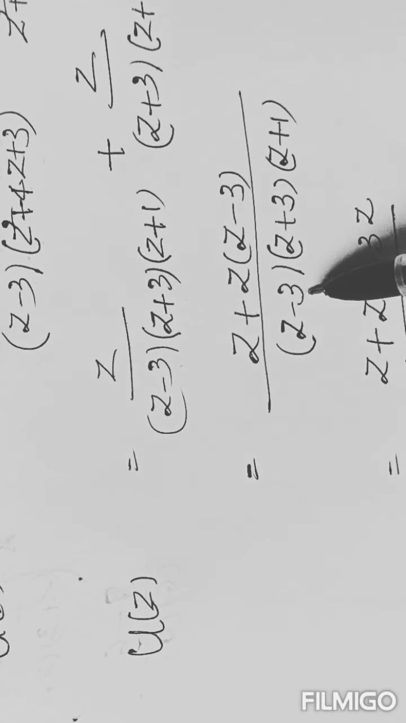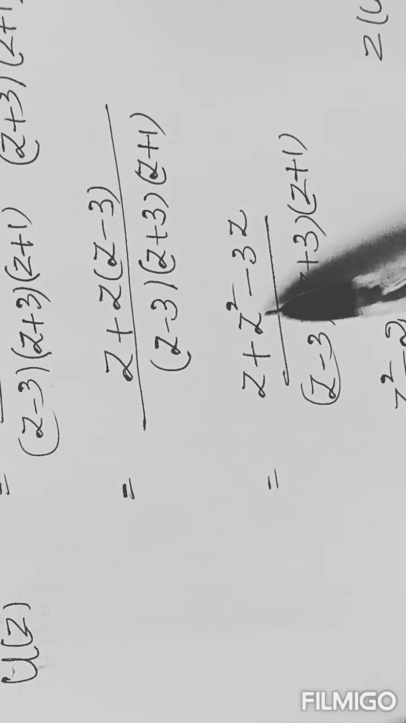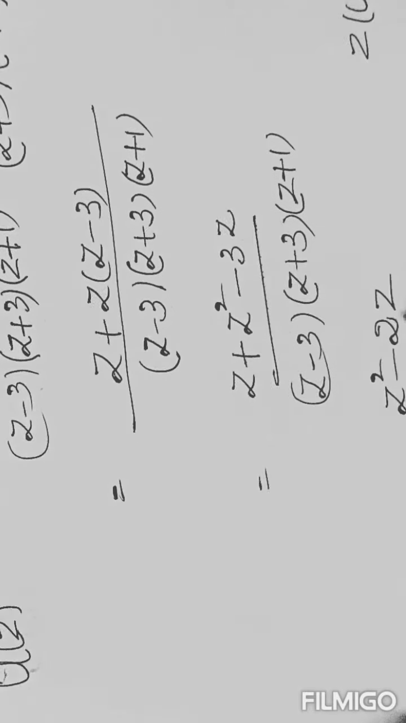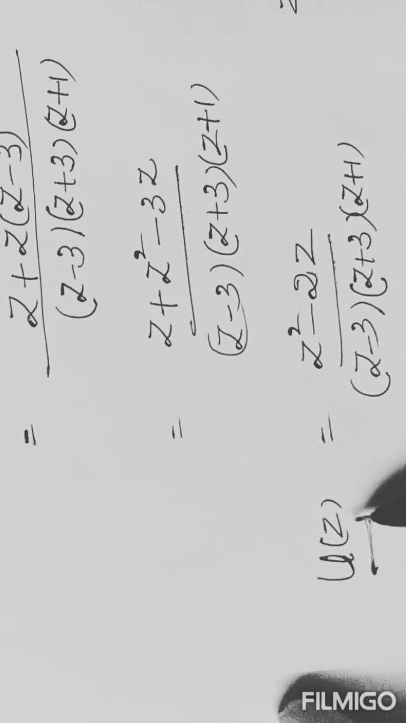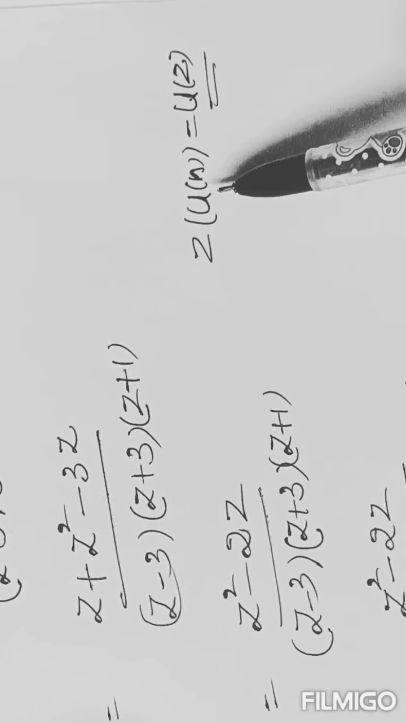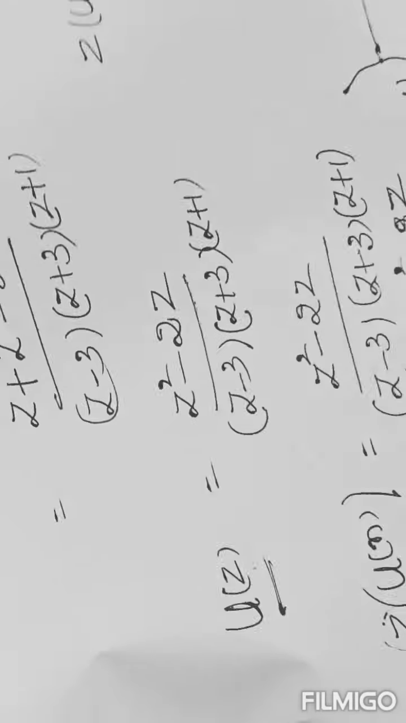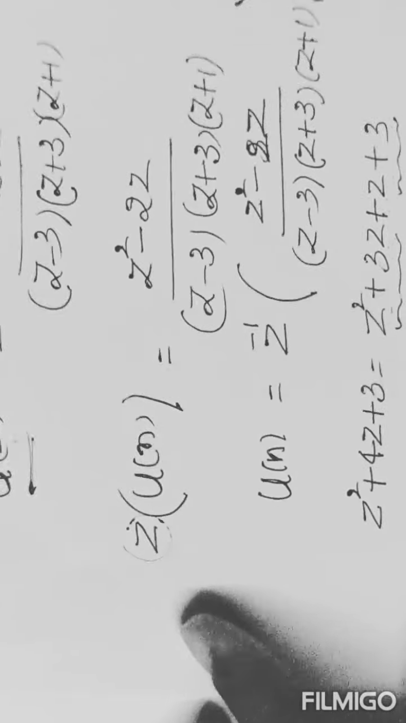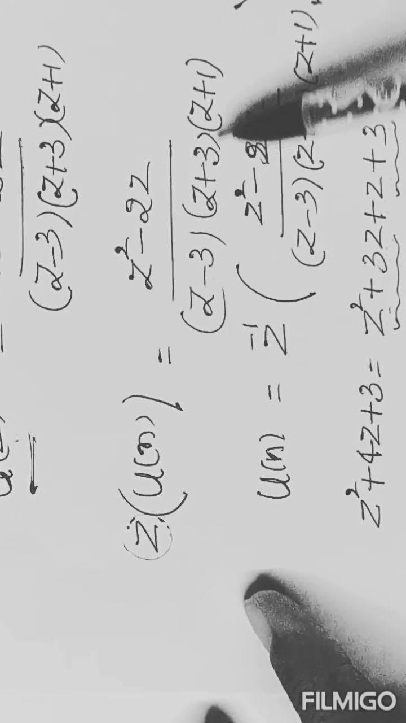Now the LCM of these two fractions is z minus 3, z plus 3, z plus 1. After that, z plus z into z minus 3. Ordinary multiplication: z plus z square minus 3z. Now z square as it is, minus 3z plus z is minus 2z, denominator as it is. Now as per the working procedure, U(z) is nothing but the Z transform of u(n). So in place of U(z) we can write Z transform of u(n) equals z square minus 2z by z minus 3, z plus 3, z plus 1.